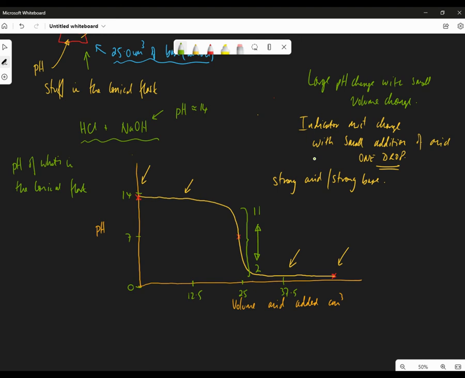Now, crazy but true, it's neutral at 7, isn't it, here, as you can see. But indicators don't necessarily change at 7, okay? They just give an indication of roughly the end point. By the way, when they've totally neutralized, we call this the end point. That's the end point of the titration, okay? And in this case, the end point is achieved with 25 centimeters cubed of acid. I hope that makes sense. Anyway, this is strong and strong.